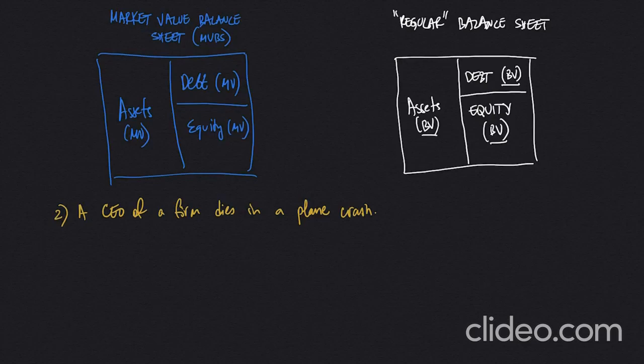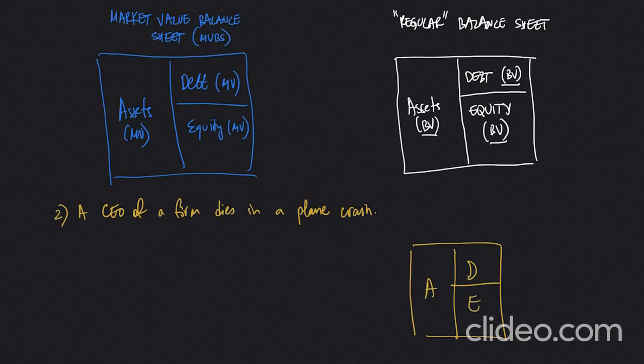Let me schematically draw it here again. So we have assets on the left, we have debt and equity on the right. Now, it is very clear that this transaction has no impact on either the book value of assets, because they stay intact, nor on the book value of debt or the equity of this firm. So, in other words, this event has no impact on the regular balance sheet at all.